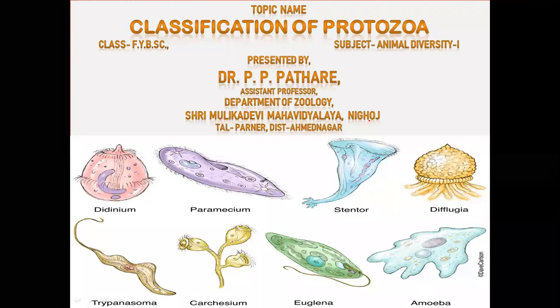In yesterday's video lecture, I gave the information regarding classification of protozoa. In that, we took the basic introduction of protozoan animals, then the definition of protozoans, and the last point of the last video lecture, that is classification of protozoans. In that, we studied the subphylum Sarcomastigophora. It includes two important classes, class number first Phytomastigophora and class number second Zoomastigophora, with examples and their basic characteristics.